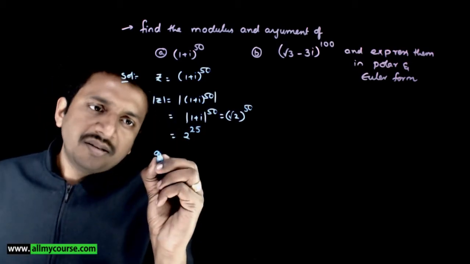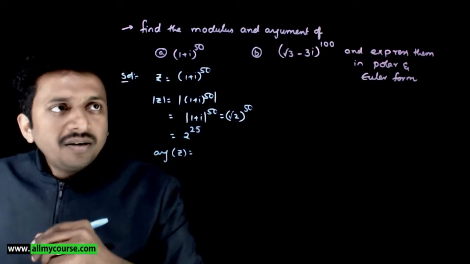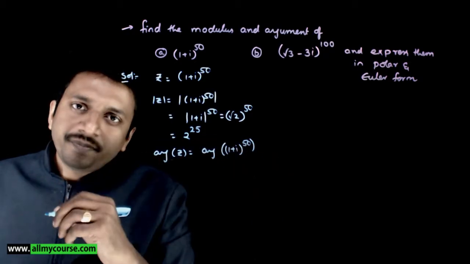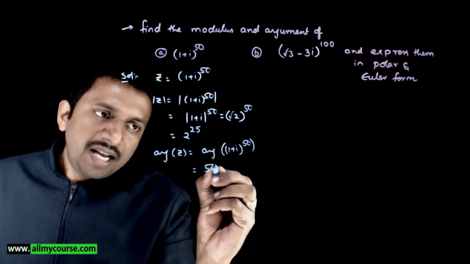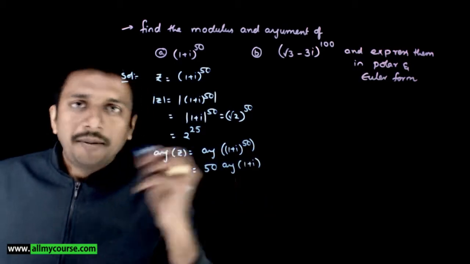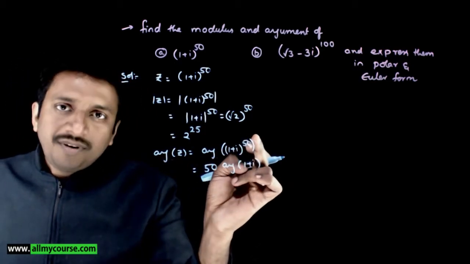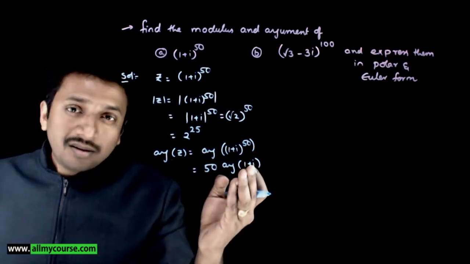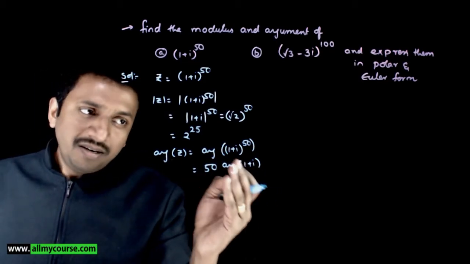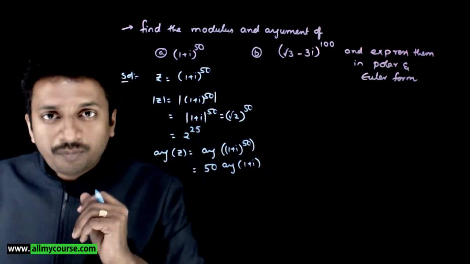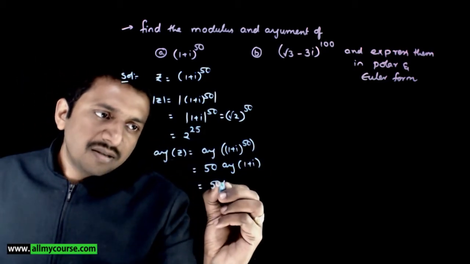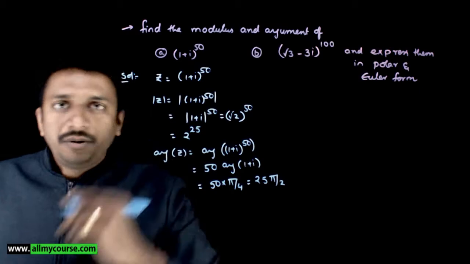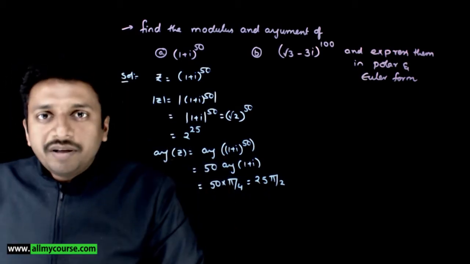Next, what is the argument of Z? Argument of Z is nothing but argument of (1 plus i) whole power 50, and this can be written as 50 times argument of 1 plus i. Now what is the argument of 1 plus i? Straightforward, right? Pi by 4, because tan inverse of 1 by 1 is pi by 4. So we have 50 times pi by 4, that is equal to 25 times pi by 2. So the argument of Z is 25 times pi by 2.